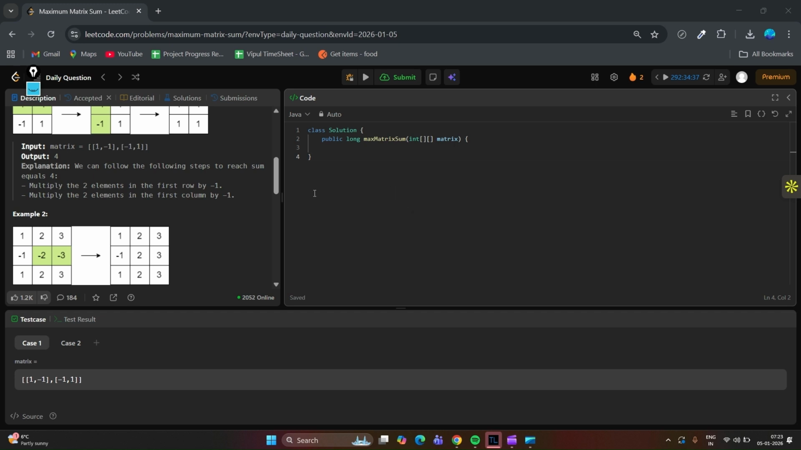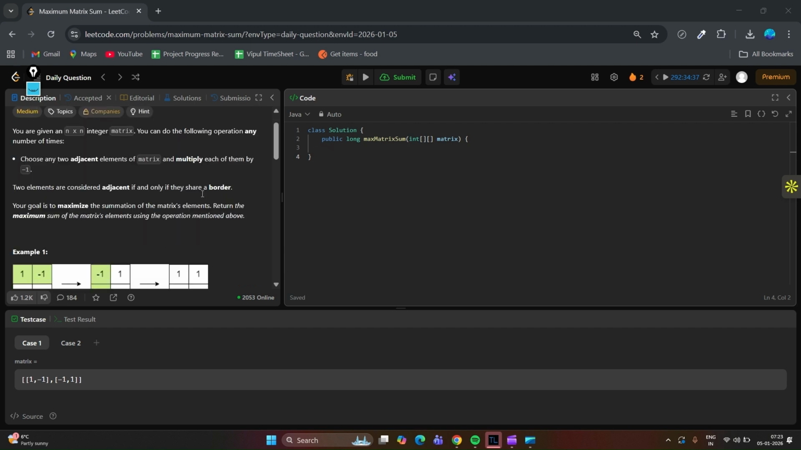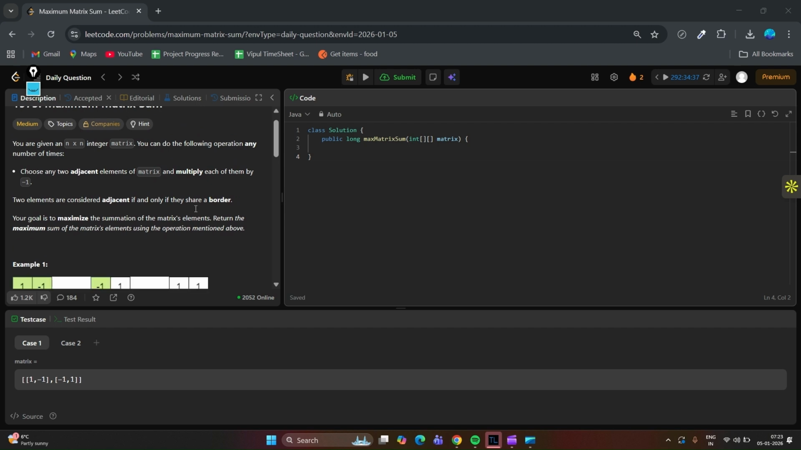Hello friends, today I am going to solve another problem, which is 1975, Maximum Matrix Sum. This is a medium level problem.